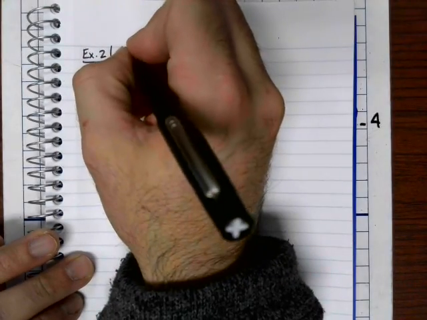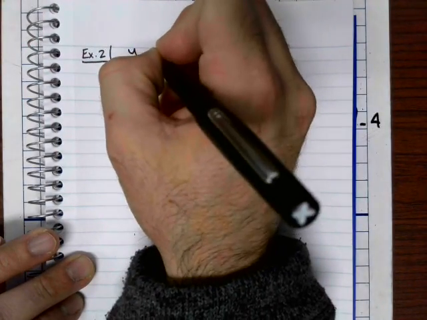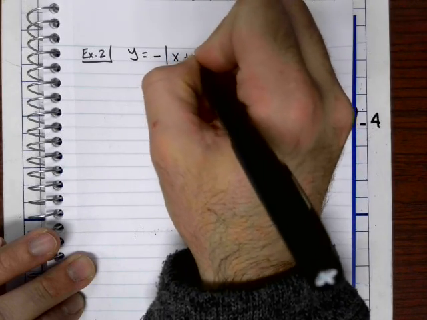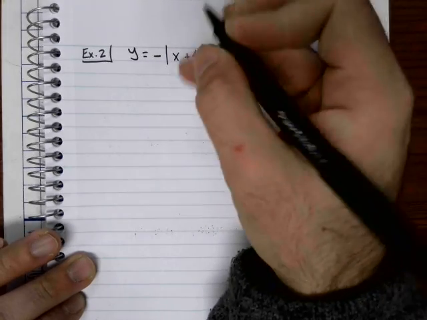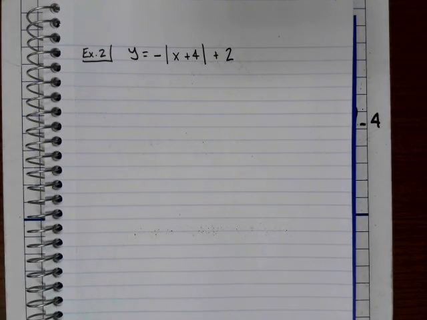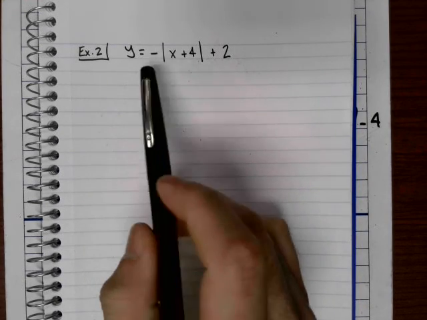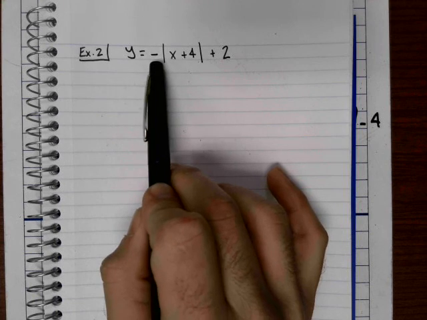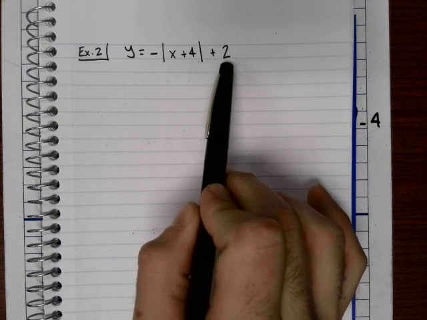All right, let's say I have y equals negative absolute value of x plus 4, plus 2. Now one thing that's different with this example than our previous example is there's a negative right here. Okay, so we have a negative. So what I'm going to do is underline and show what each of the movements are.